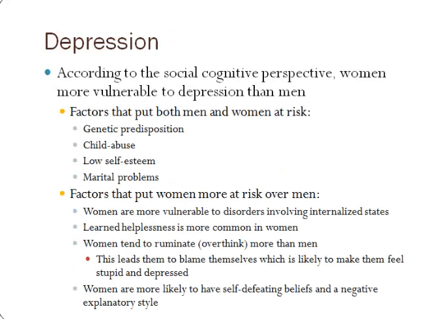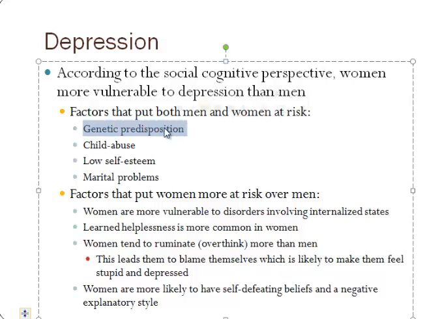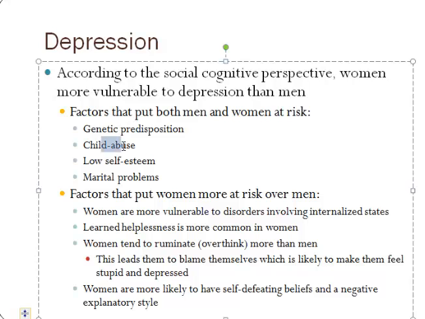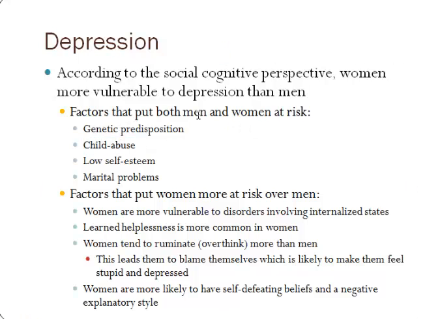Depression is our second disorder that we're going to look at. Women are a little bit more vulnerable than men. Depression is a long-term idea of being sad for no real specific reason, just in general. Factors that put people at risk include genetic predisposition. People who have depression in their families are more likely to be depressed. Child abuse also makes a person more likely to be depressed when they get older.